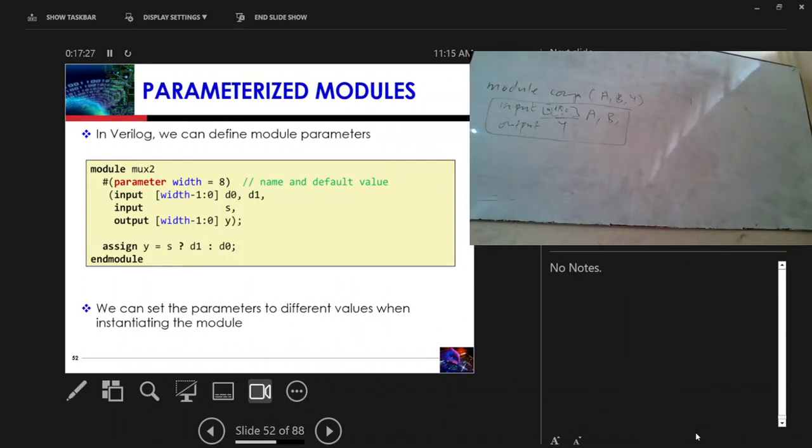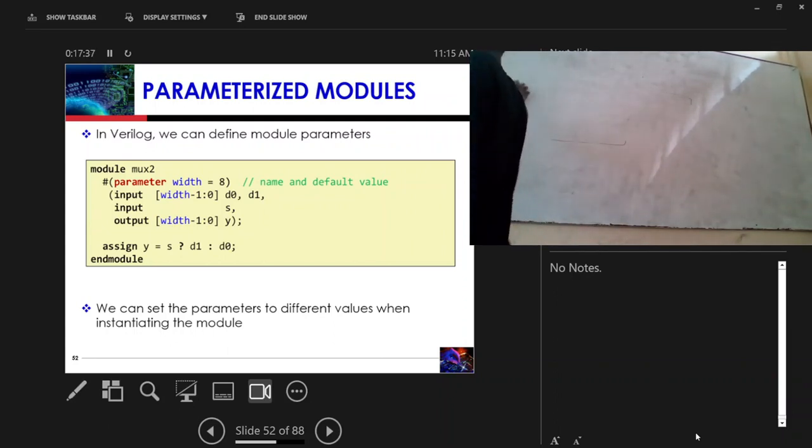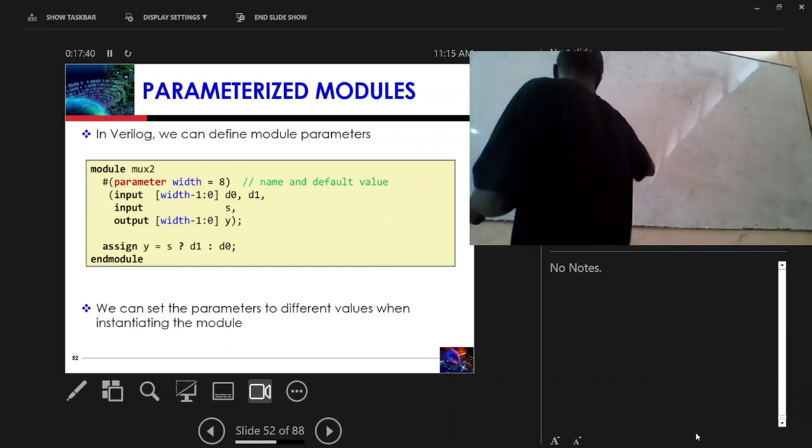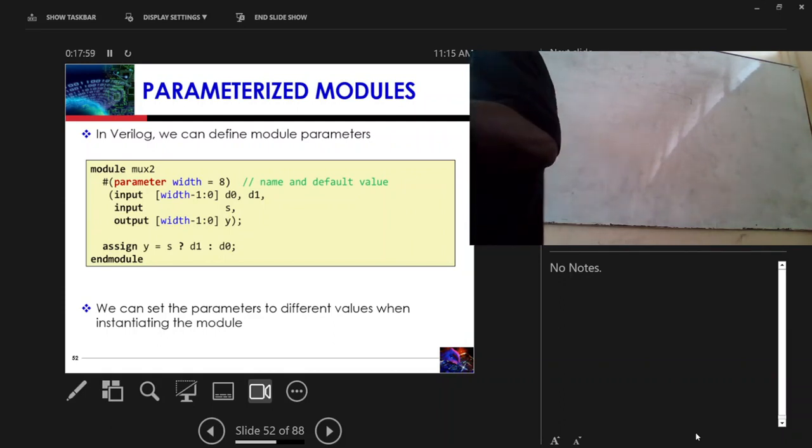So here, if I have a very simple multiplexer, now if you see any Verilog code, you should be able to draw in your mind how it looks. Once you see a code like this, y equals s ? d1 : d0, you guys can draw the circuit, right?